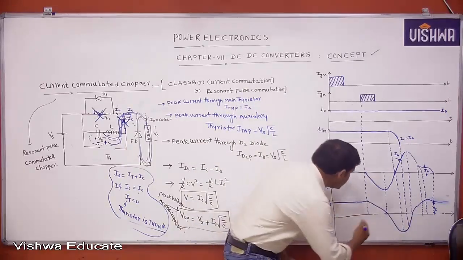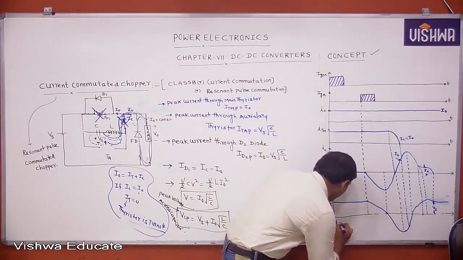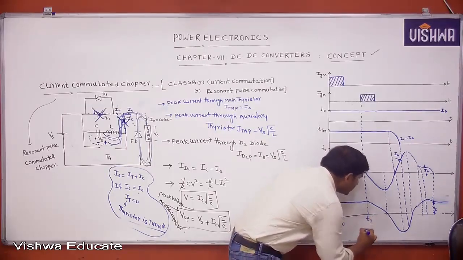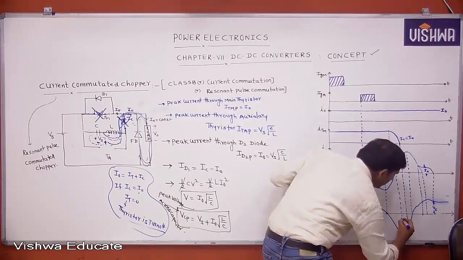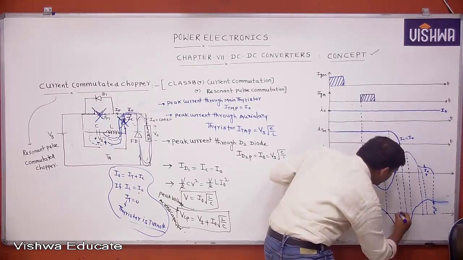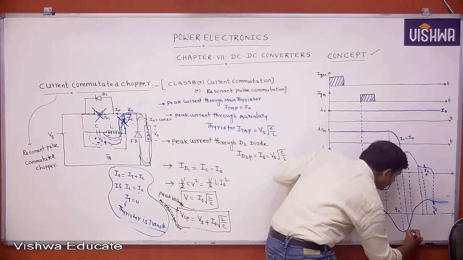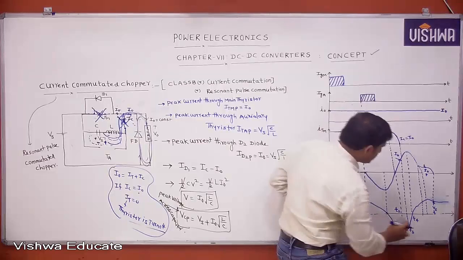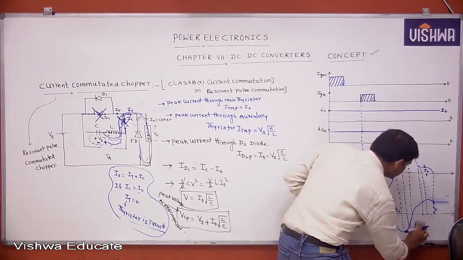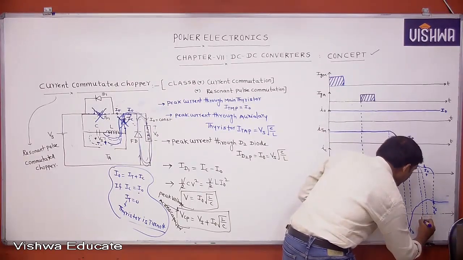Let this instant be t equal to 0. This is the t1 instant. This is the t2 instant. And this is t3. And this is t4.